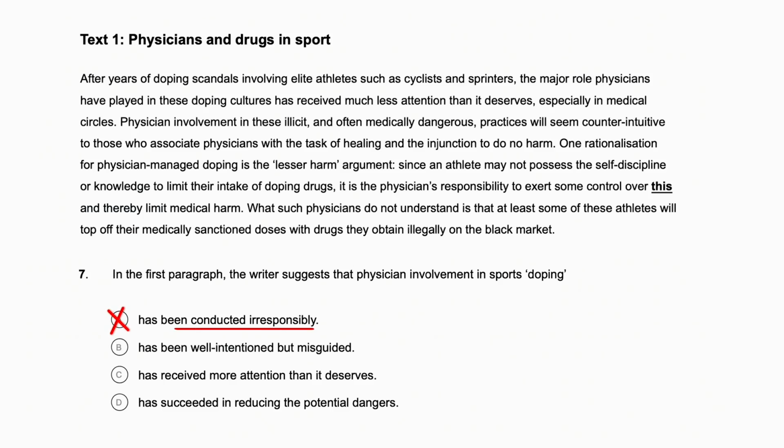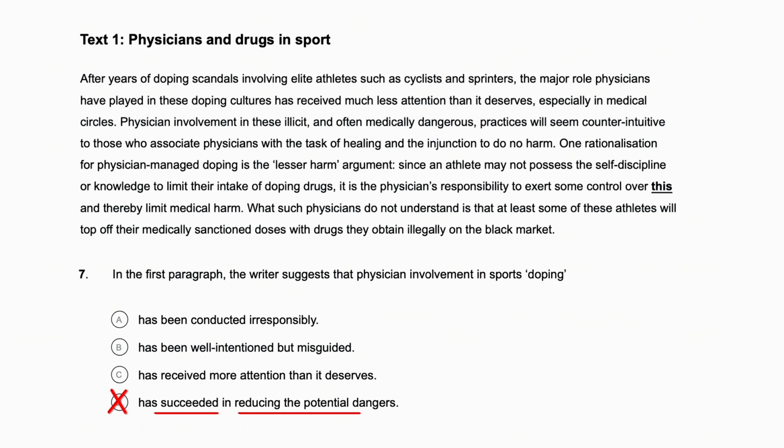Option A is not the right answer because the writer doesn't suggest that the physicians have behaved irresponsibly. He suggests the opposite, that is, they feel that it is their responsibility. Option B can be considered as a right answer, but let's first try and eliminate options C and D. Option C isn't the right answer again because the writer makes the point that the issue has received much less attention than it deserves. Option D can also be eliminated.